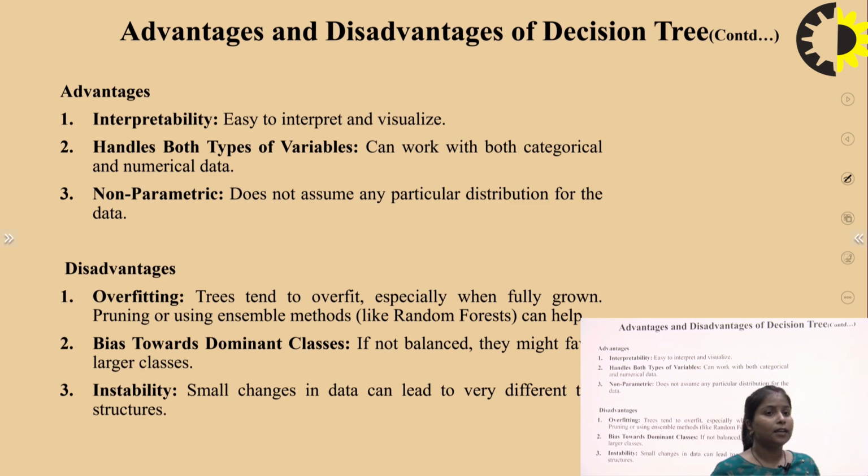Now the disadvantages of decision trees. One of the most important disadvantages is overfitting. Overfitting occurs because trees tend to overfit, especially when fully grown. How do we remove overfitting? With the help of pruning or by using an ensemble method like random forest. Another disadvantage is bias toward dominant classes: if the data is not balanced, they might favor larger classes. There is also an instability problem: small changes in the data can lead to very different tree structures.